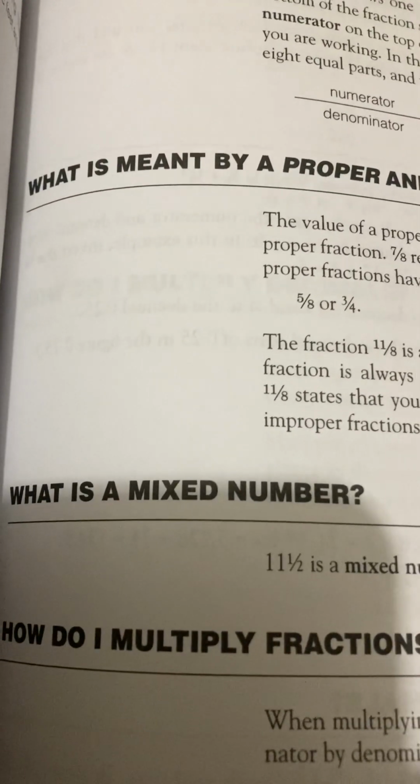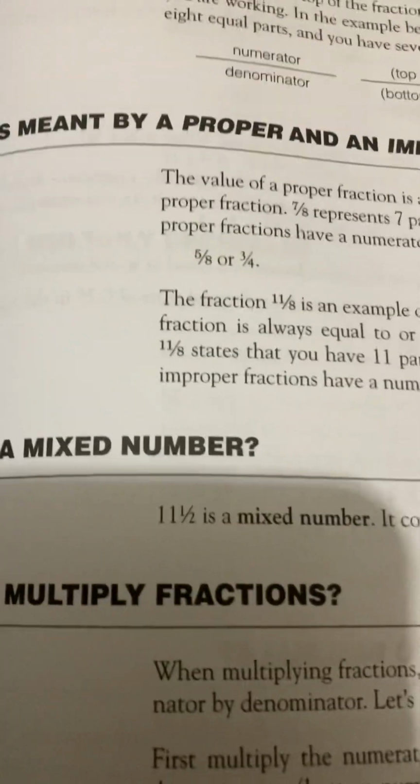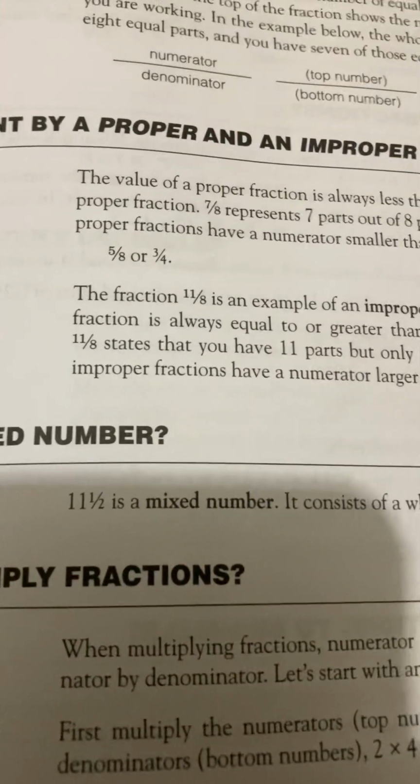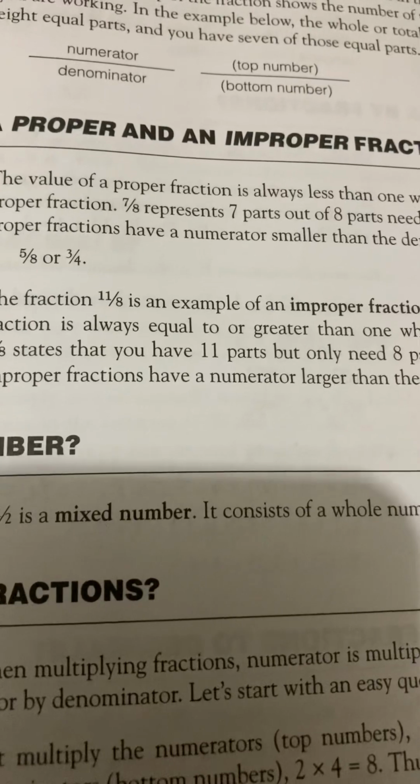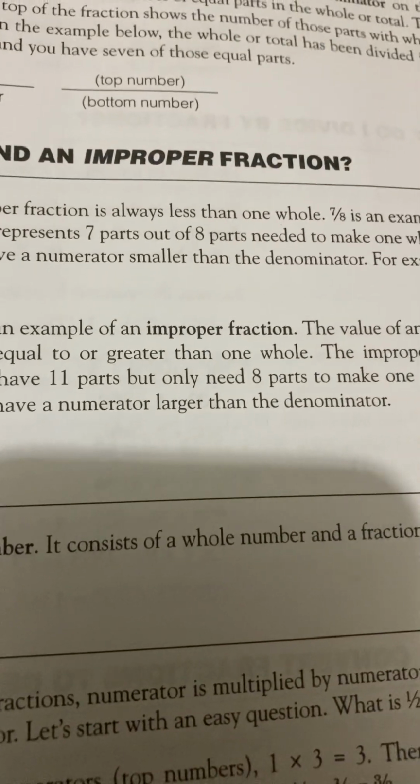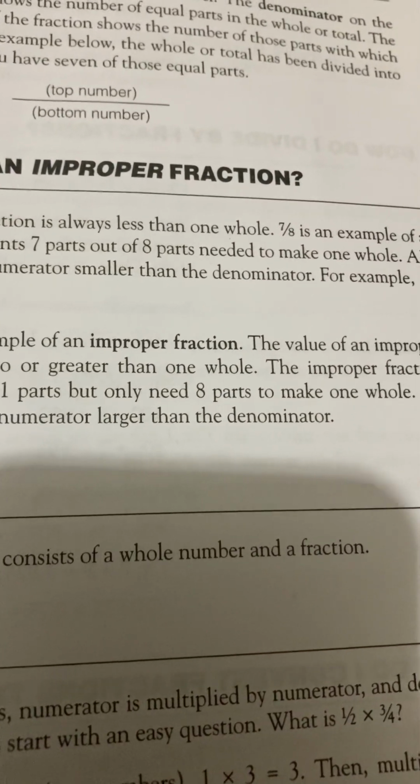What is a mixed number? 11.5 is a mixed number. It consists of a whole number and a fraction.